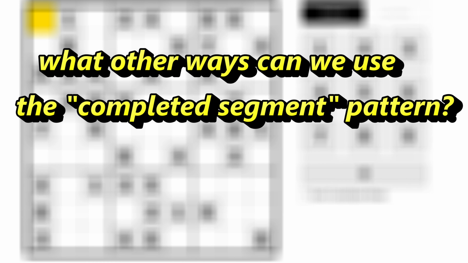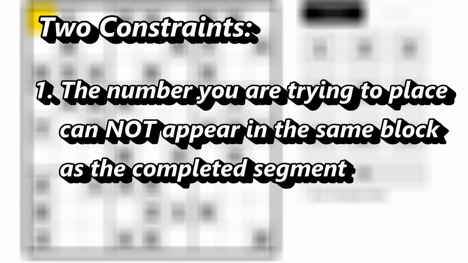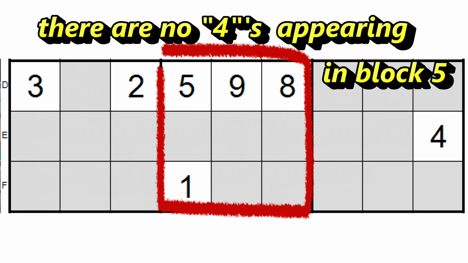I'll give you some more powerful ways you can use the completed segment pattern in a minute, but first I need to point out two constraints on using this pattern. One, the number you're trying to place, in this case the number 4, cannot appear in the same block as the completed segment, so we can't have a 4 anywhere in block 5.